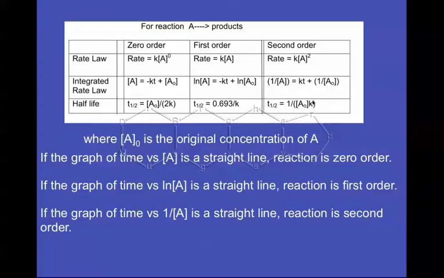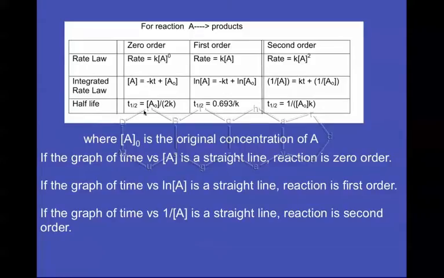So if we do a graph of each of these and it turns out to be a straight line, that is what the order of the reaction will end up being. This will become a lot more clear when we actually do an example, but for now just realize that we have to do this integration. We have to get this equation that's in the form of y equals mx plus b.